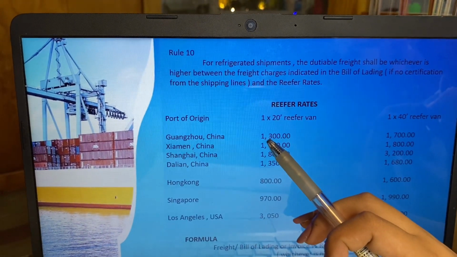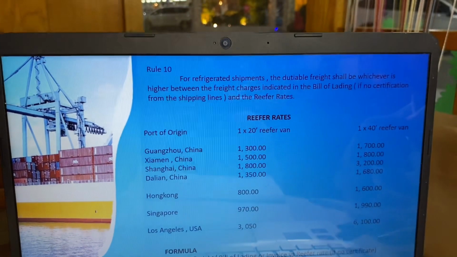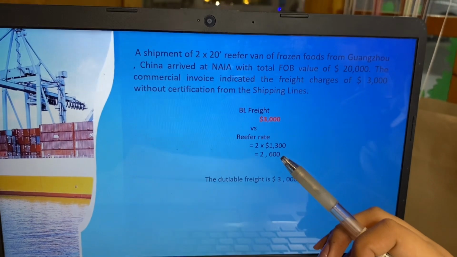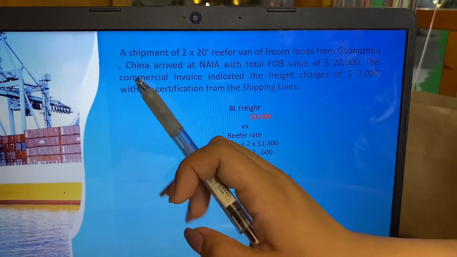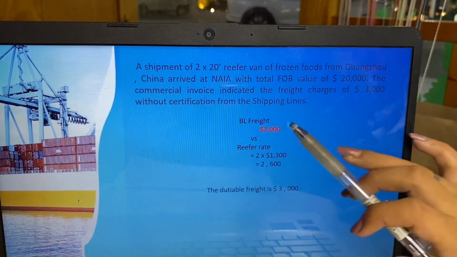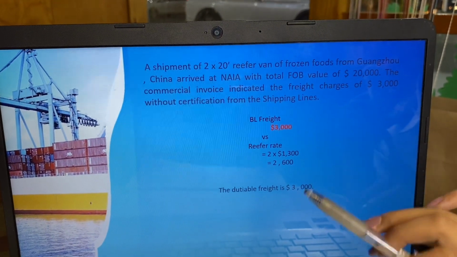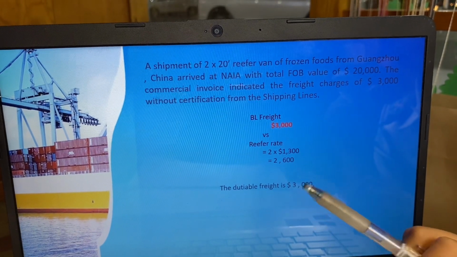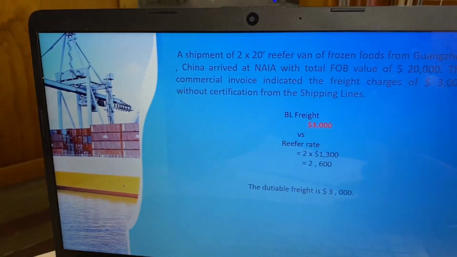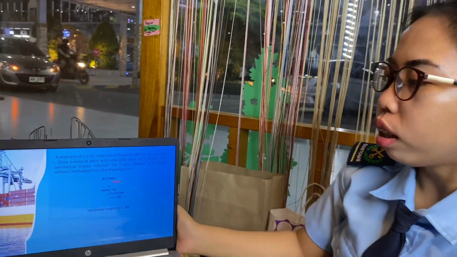Since there are two vans, you multiply it, and that's why we get here 2,600. Our commercial invoice, instead of a bill of lading, is 3,000. We need to compare, whichever is higher, so we have 3,000 here. So our dutiable freight in this example would be 3,000. That would be all for the dutiable freight. Next, we're going to proceed to our dutiable insurance.